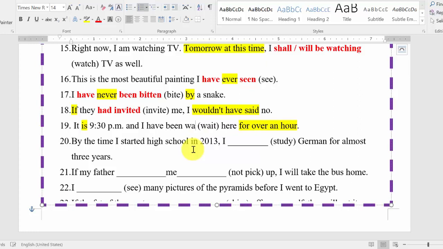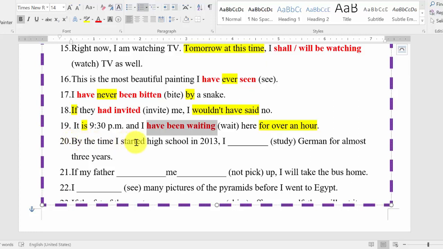Been waiting, verb-ing. I have been waiting for an hour. It is 9:30 and I'm still waiting now, something like this. Okay, so this action started in the past and continued for some time until now. So present perfect continuous tense.